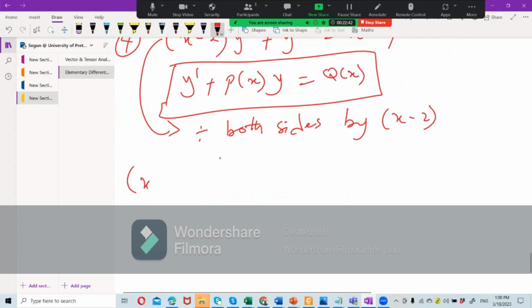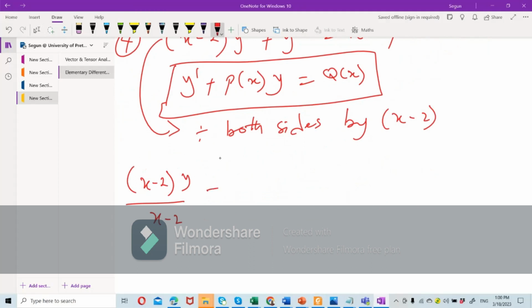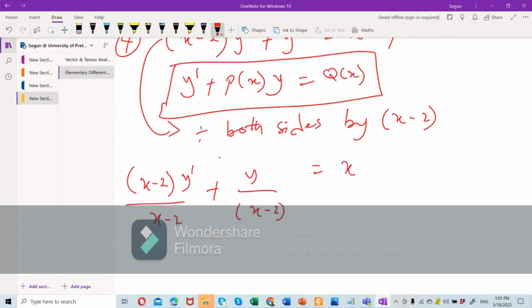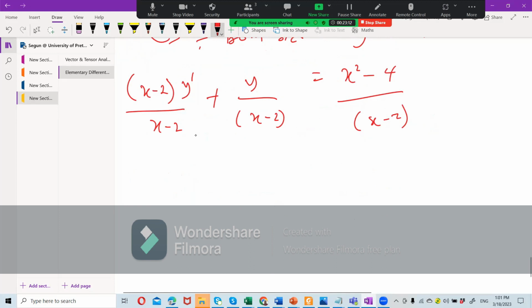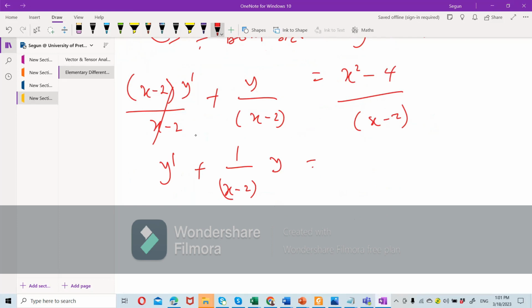We have (x minus 2) y' divided by x minus 2, plus y times (x minus 2) divided by x minus 2, equals x squared minus 4 (I can break this one down) divided by x minus 2. So now what do we have here? This cancels this. You have y' plus 1 all over x minus 2, y equals (x minus 2)(x plus 2) all divided by x minus 2.